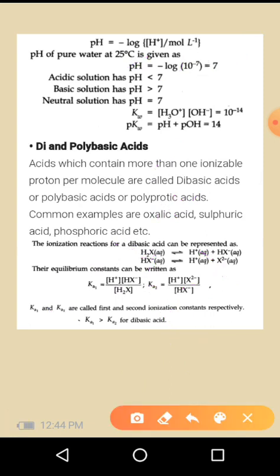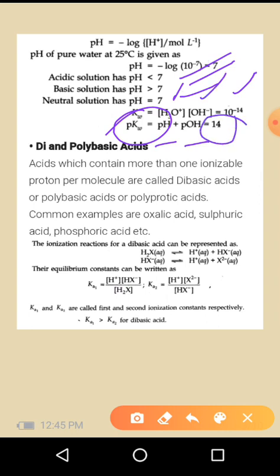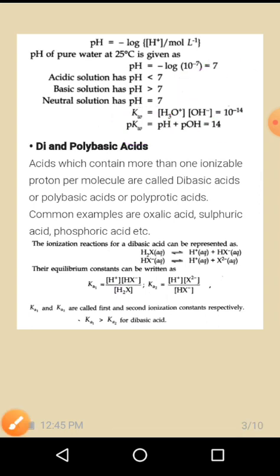An acidic solution has a pH less than 7 and a basic solution has a pH greater than 7. For a neutral solution pH is equal to 7. If you consider water, the Kw value is equal to 10 raised to minus 14. pKw is equal to pH plus pOH. H from H3O plus, pOH from OH minus, and the total value is 14.